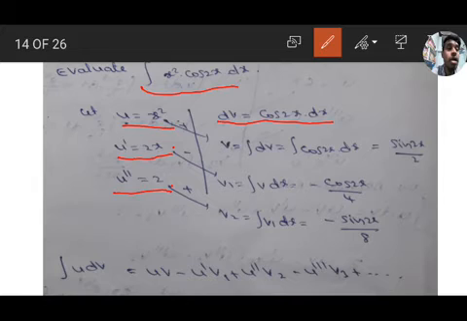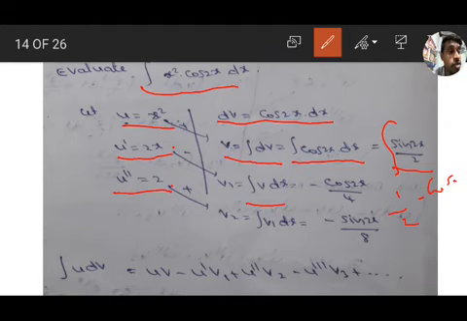Next dv, its integration is v, meaning the integration of cos 2x is sin 2x by 2. v1 means the integration of v dx, where v is sin 2x by 2. This 1 by 2 is the coefficient outside, and the integration of sin 2x is minus cos 2x by 2. 2 into 2 is 4, so that is minus cos 2x by 4.